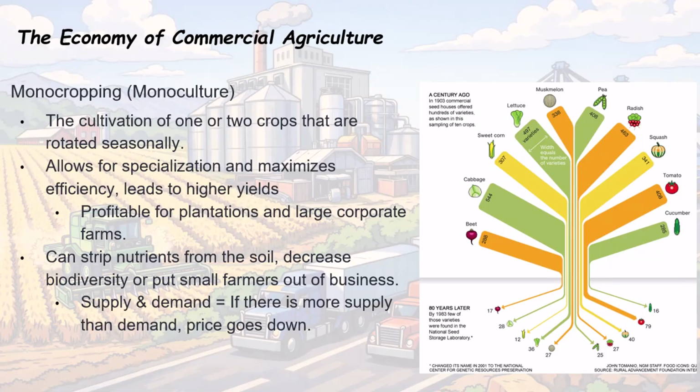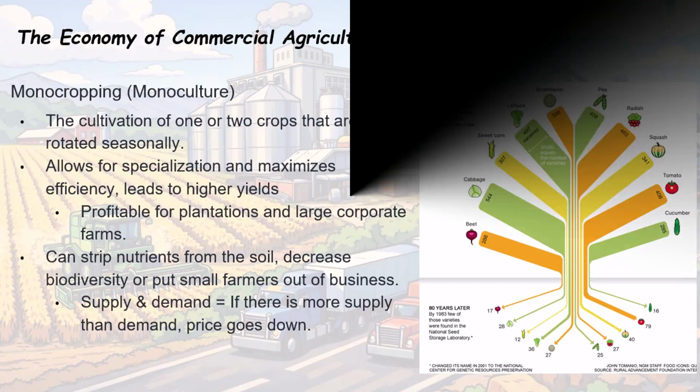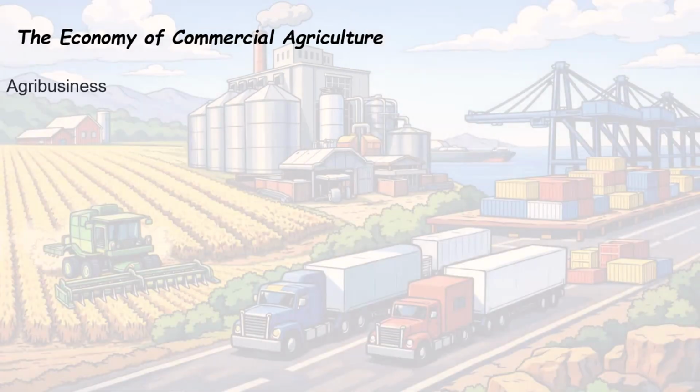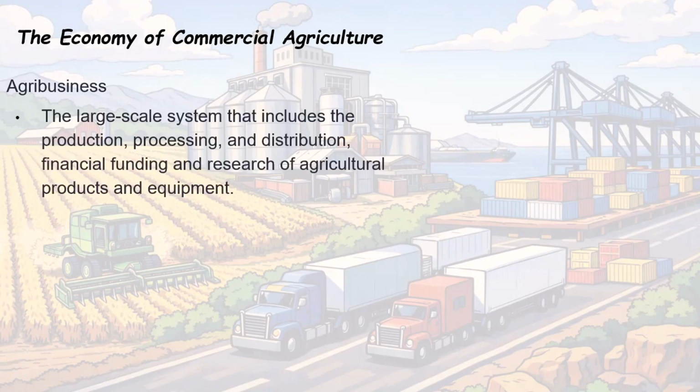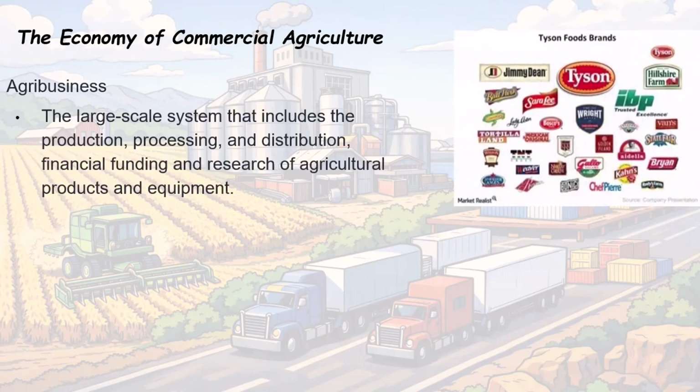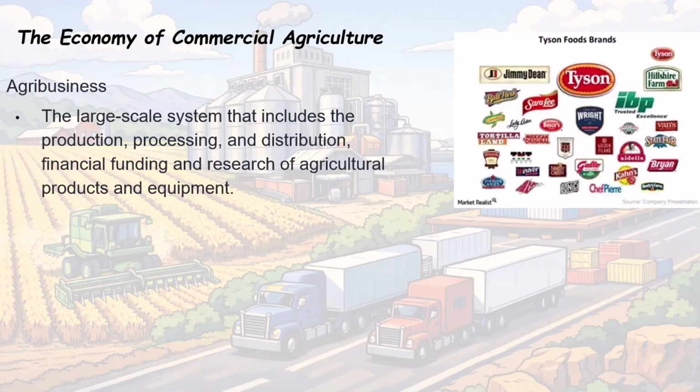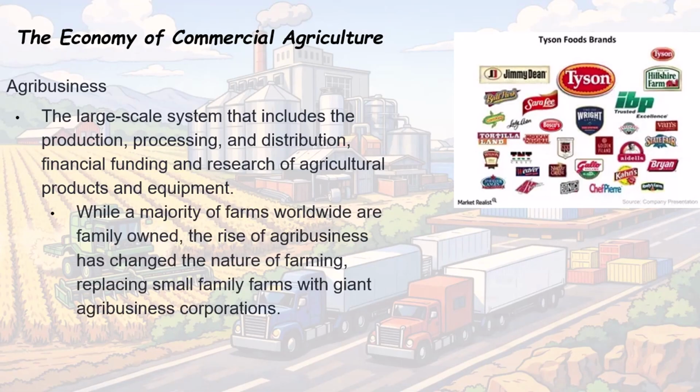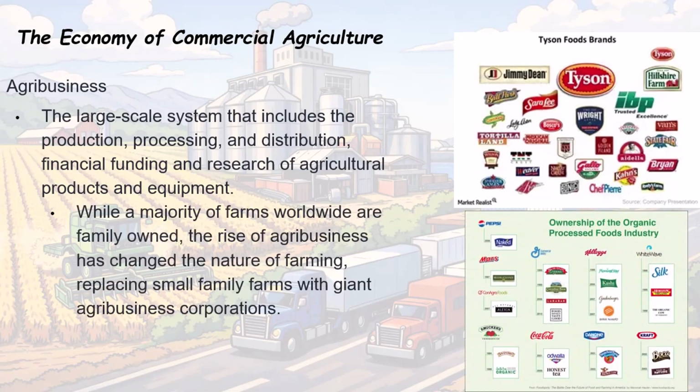And once farming scales up and specializes like this, it doesn't just stay on the field. It expands into something even bigger, agribusiness. Pause. We are not on a cute little farm anymore. We are inside the corporate cinematic universe of food. Agribusiness is the large-scale system that includes production, processing, distribution, financial funding, and research of agricultural products and equipment.